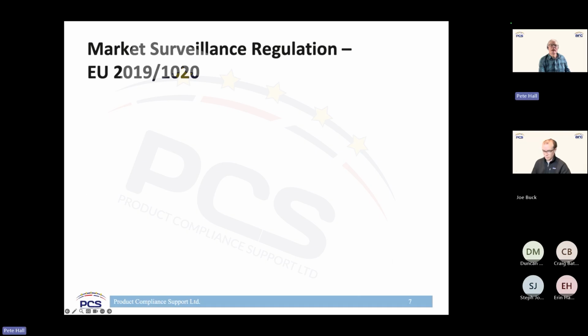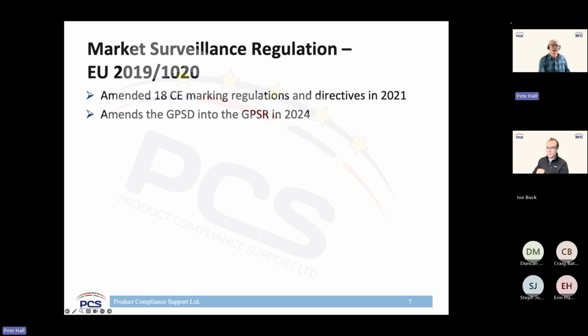So those are the main parts of the general product safety regulation. In the regulatory environment, it lives alongside another earlier regulation called the Market Surveillance Regulation. That started earlier than the GPSR, and it didn't apply to the GPSR straight away. It applied to CE mark products. So in 2021, it amended a number of those, and it amended the GPSD to make the GPSR in 2023, and then it came into force in 2024.